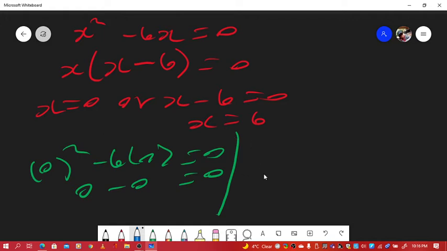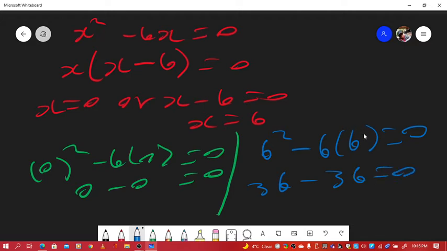So now you also have 6 squared minus 6 times 6. Will it be equal to 0? Then it will be 36 minus 6 times 6, which is 36, so it equals 0. So both of these hold, then your solution is correct.